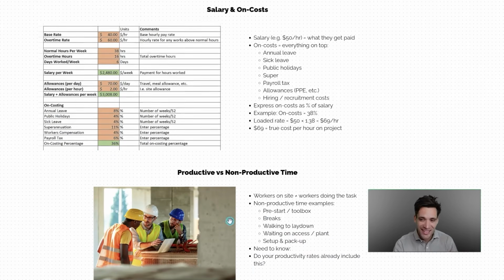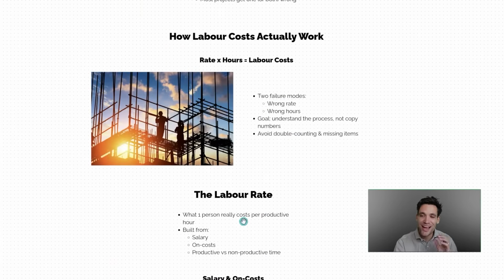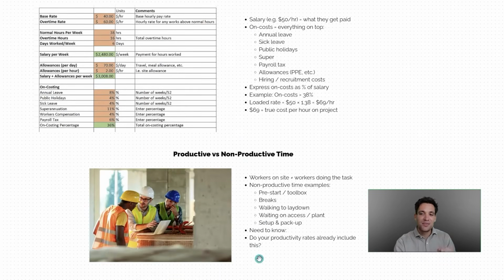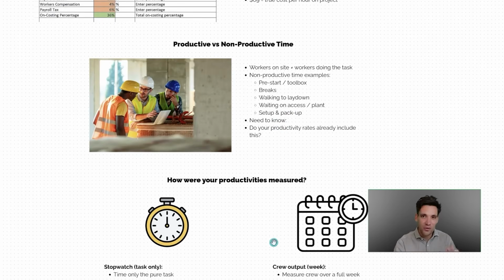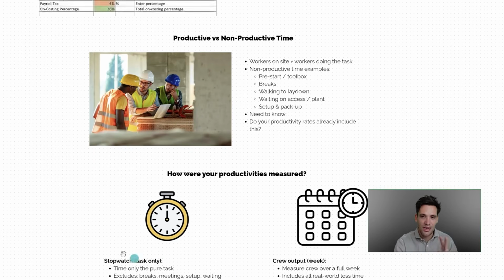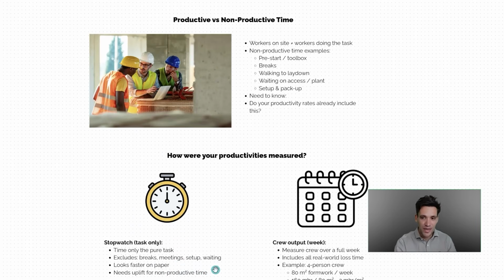Now, here's where things start to get a little bit confusing and why this part at the start, I really want to stress where it's understanding the process, not copying the numbers. But you need to understand when we talk about applying a productivity rate to this cost is some people will include in their productivity rate non-productive time. Some people won't include it. So there's two ways we can measure productivity for a task. We can use the stopwatch method, which is purely the task productivity. So it excludes breaks, meetings, setup, and waiting. Looks faster on paper, but you need to factor in non-productive time.